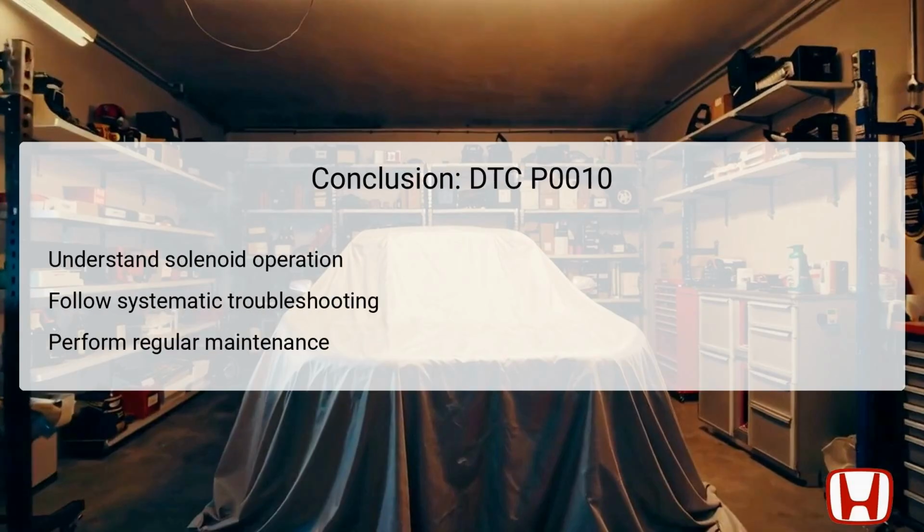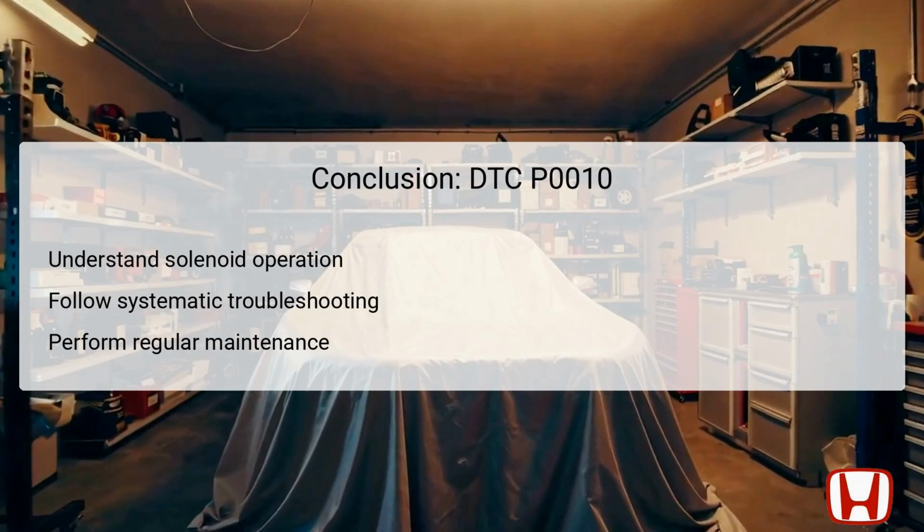In summary, the DTC P0010 indicates a malfunction in the VTC oil control solenoid valve A, which plays a pivotal role in the optimal functioning of the engine's variable valve timing. Understanding how this solenoid operates and its importance can lead to faster problem identification. Following a systematic troubleshooting approach allows for effective diagnosis and resolution of the underlying issues.